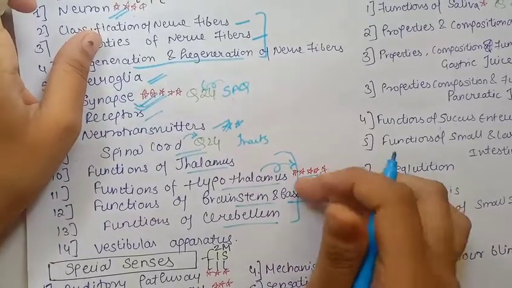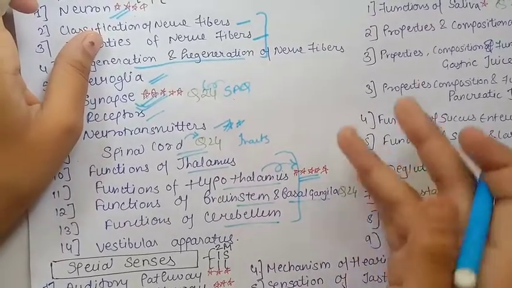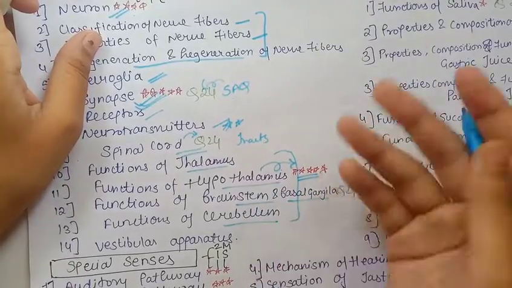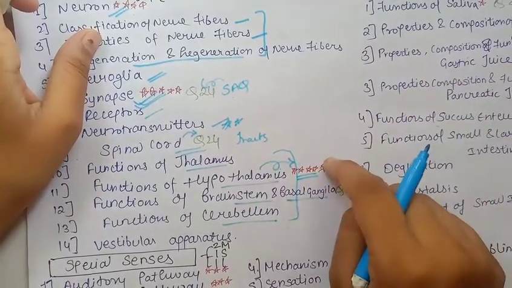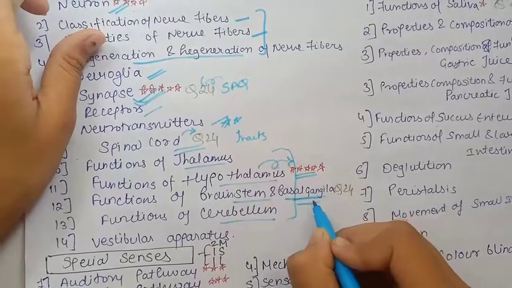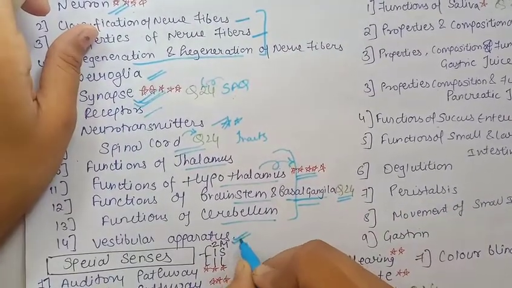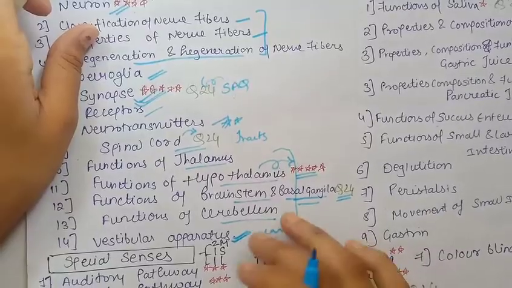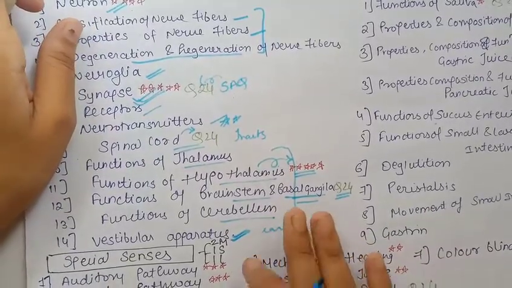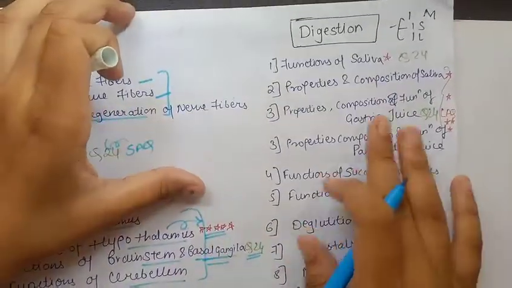It was asked in previous years, and many a time it has come in college also. And basal ganglia was asked in 2024. Then the vestibular apparatus present in the ear is very much important. Now we'll see digestion and absorption.